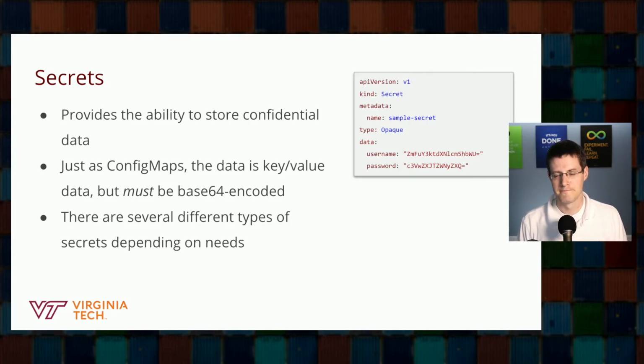And yeah, there are also several different types of secrets. So this is what's called an opaque secret. So it's just key value pairs. But there are other secrets that let you store, like, what are my Docker credentials to pull images from a remote registry, or one that needs authentication, that kind of stuff.